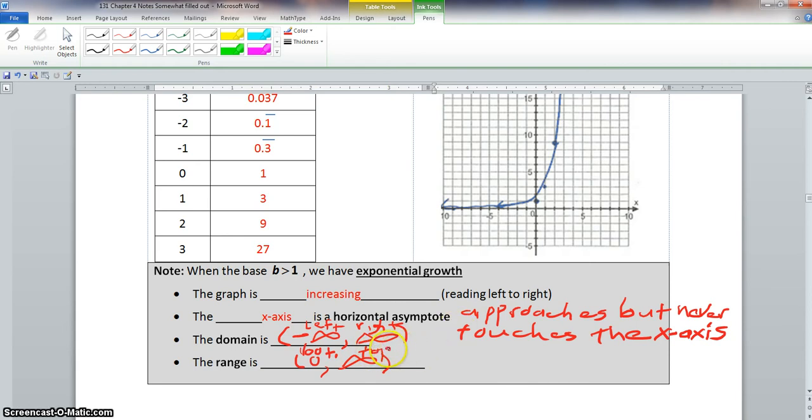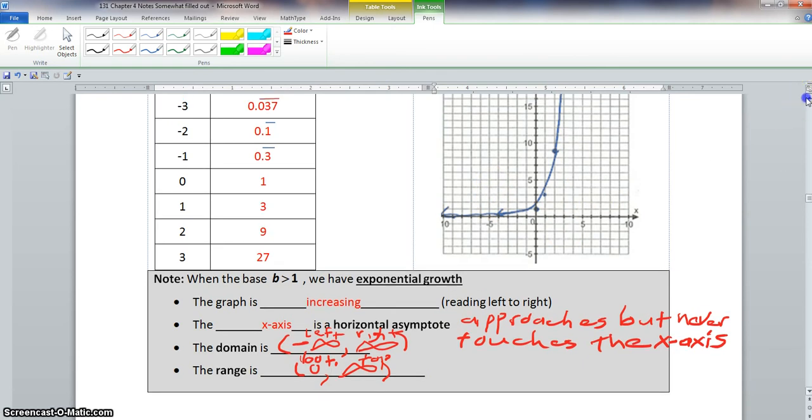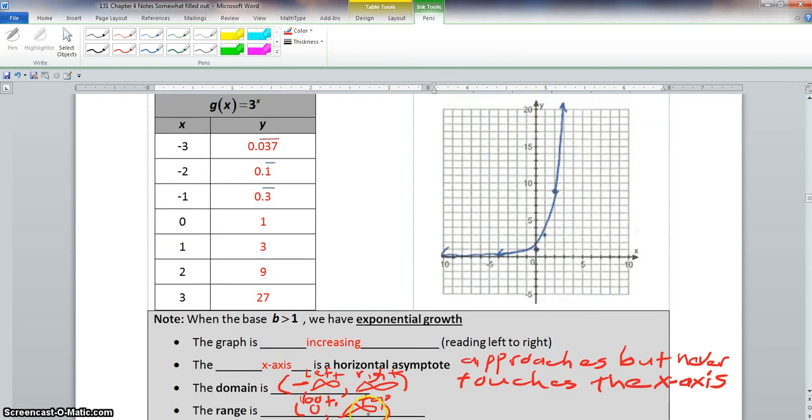So the question is, what is the lowest it goes as far as the bottom is concerned? It goes just before you hit 0. That's why we have 0 in our parenthesis. And as far as the top goes, if you notice with this arrowhead, it goes on forever. So that's how we get infinity.